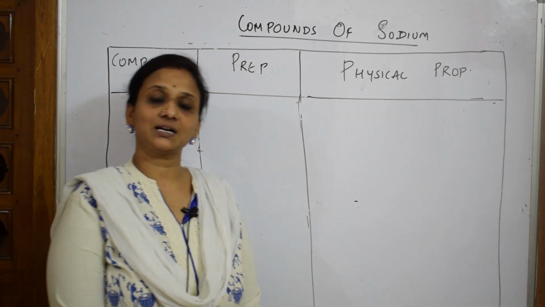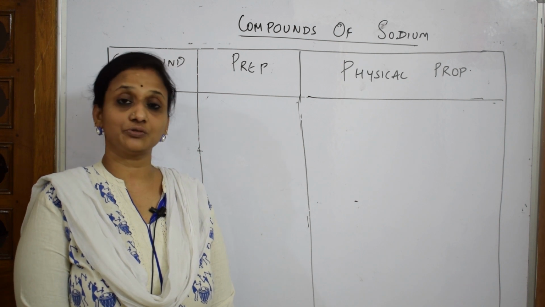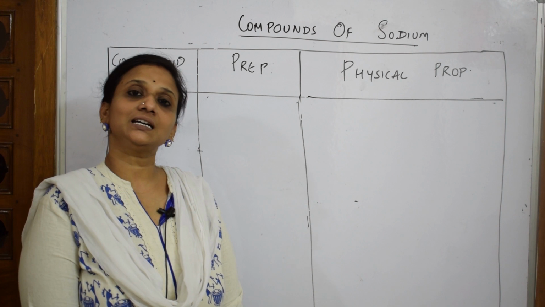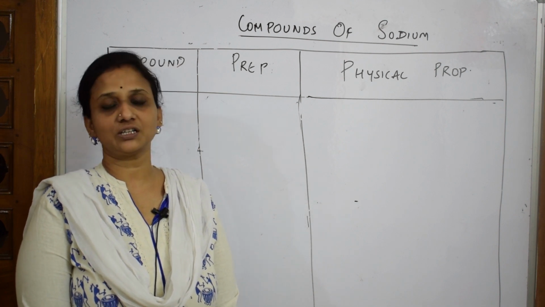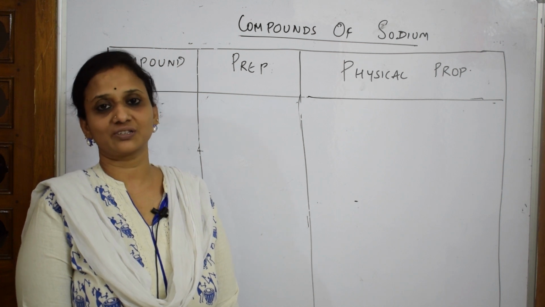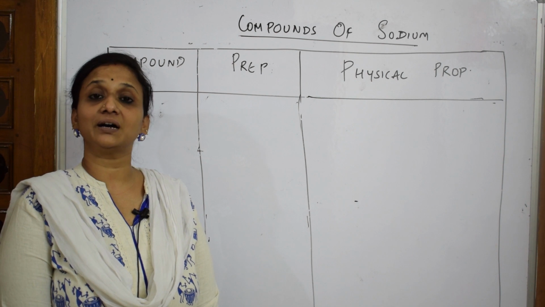What are the important compounds of sodium? First, you're going to study about caustic soda, that is sodium hydroxide. You'll also be studying about washing soda, that is sodium carbonate decahydrate, that means 10 water molecules of crystallization. After that, you'll be studying about baking soda, that is sodium bicarbonate.